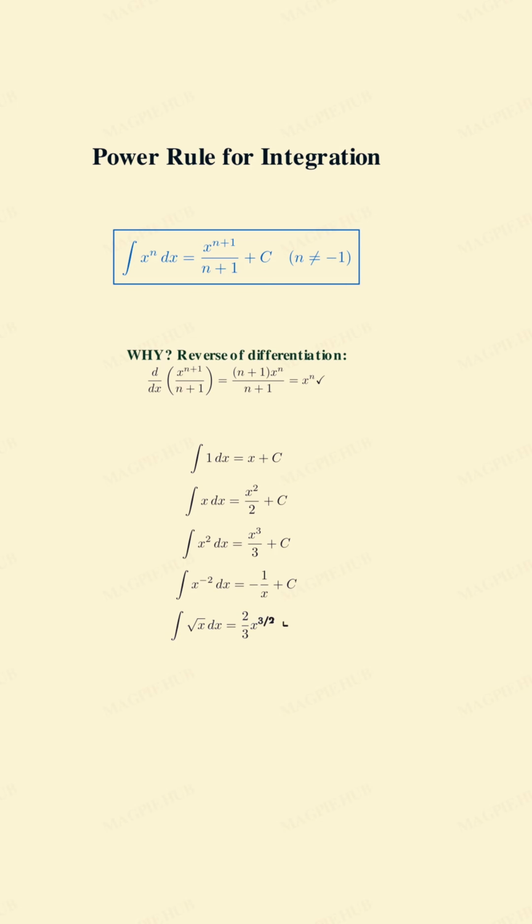Integral of 1 is x plus c, integral of x is x squared over 2 plus c, integral of x squared is x cubed over 3 plus c. For negative powers, integral of x to the -2 is -1 over x, fractional powers work too, integral of root x is 2/3 x to the 3 halves. Critical exception, when n equals -1, the formula breaks. Integral of 1 over x is natural log of absolute x, not the power rule.